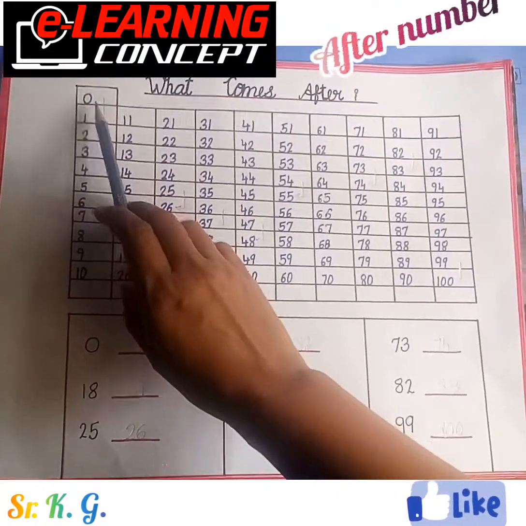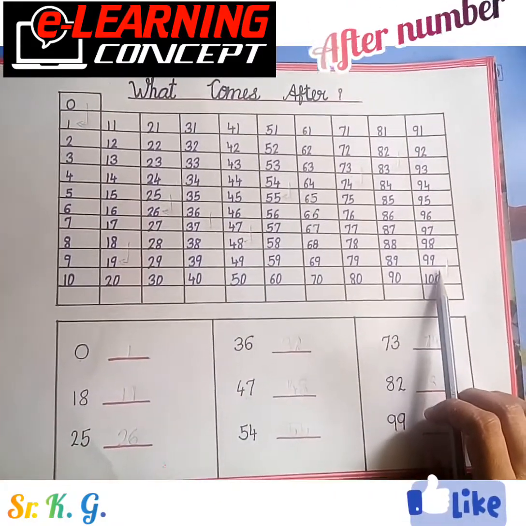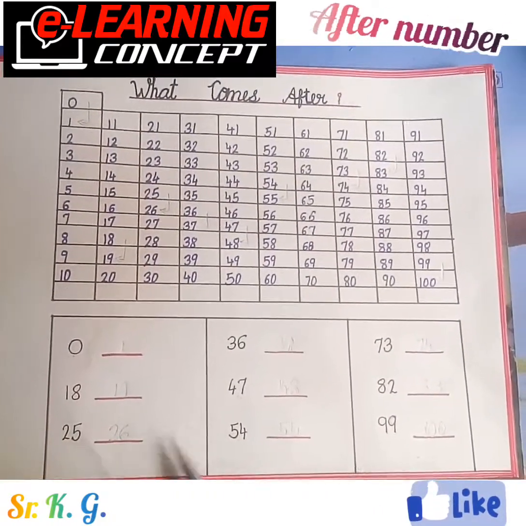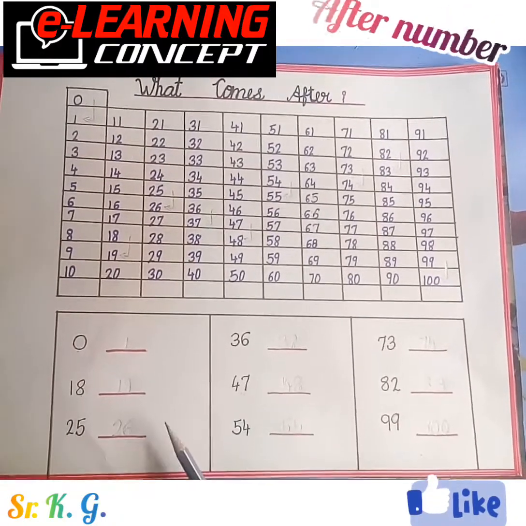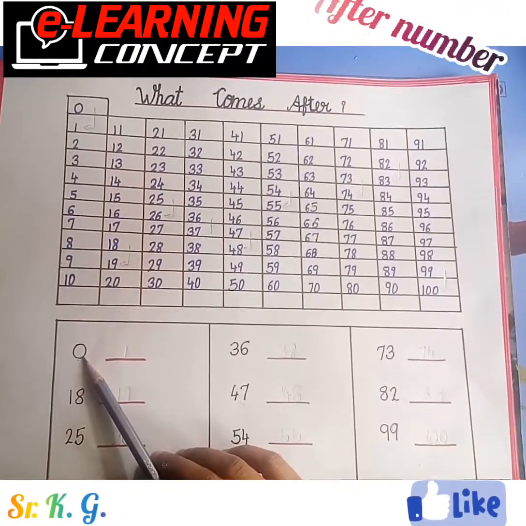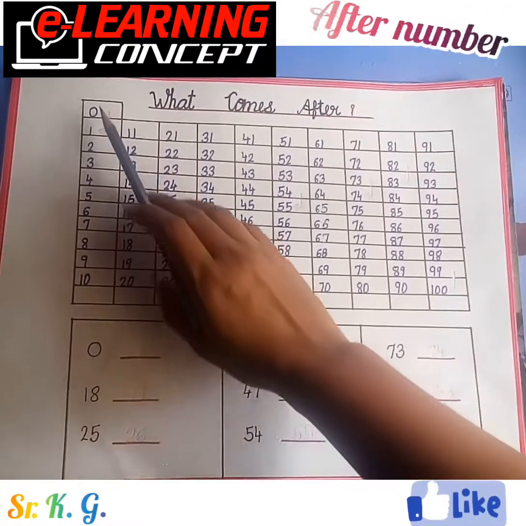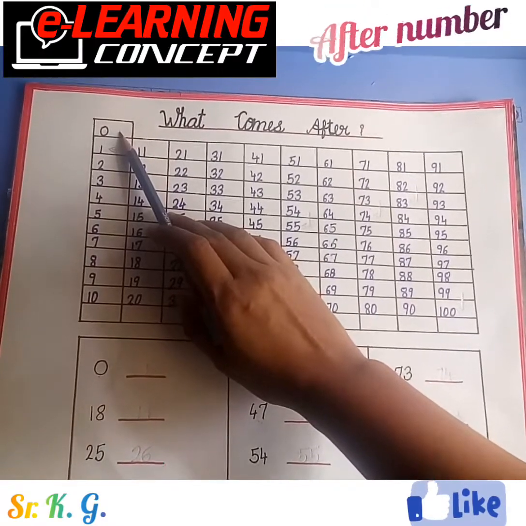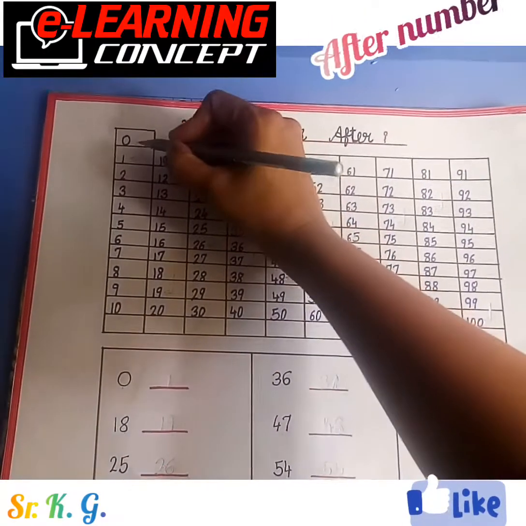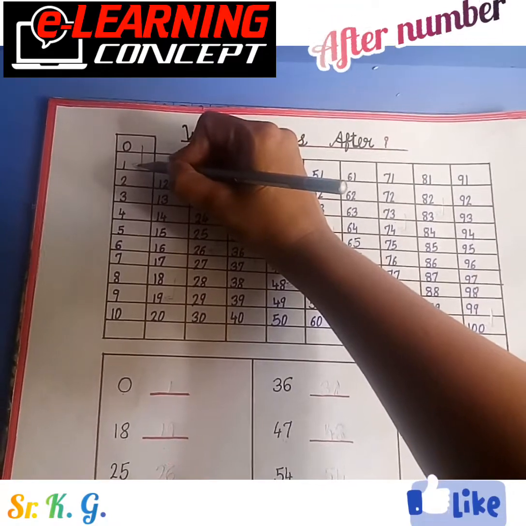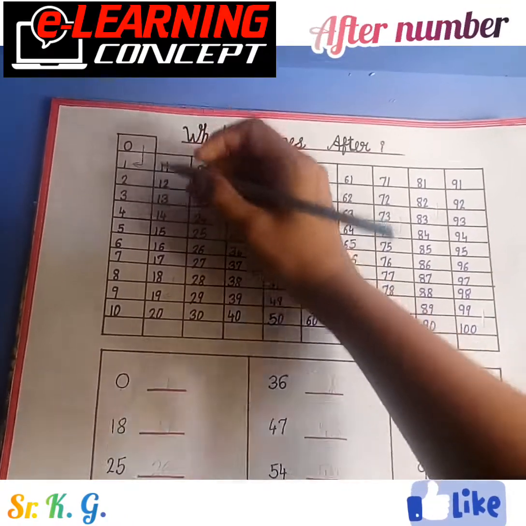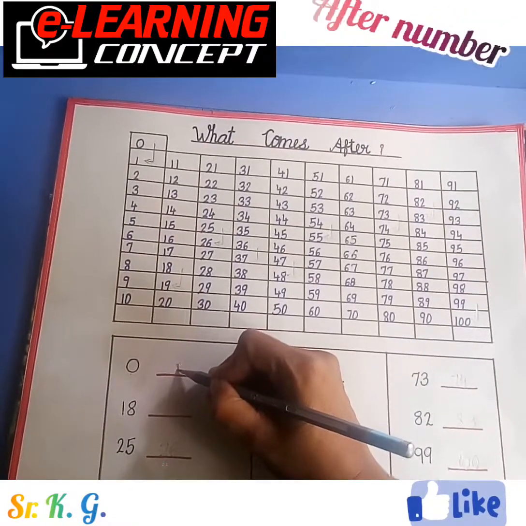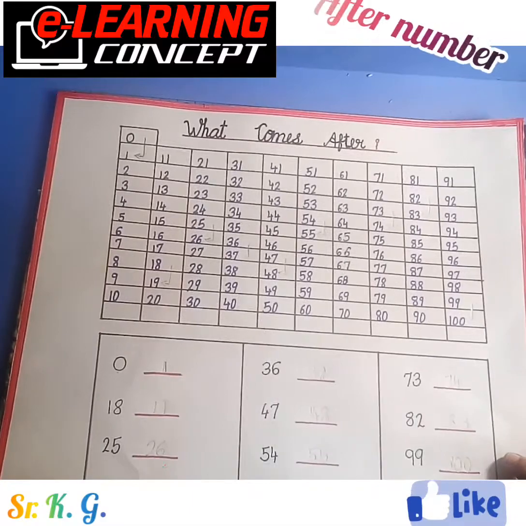Series from 0 to 100 are already given. We have to find out these numbers after numbers. What is this? 0. Where is 0? Here it is. We have to go to zero's next number. That is 1. So we will write here number 1.